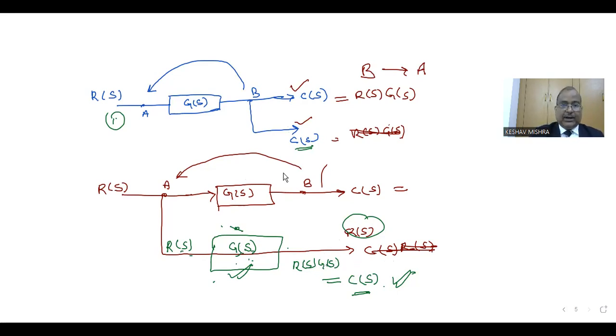So in this class, we have covered 7 rules for block diagram reduction. So with this, I conclude today's class on control systems. In the next class, we will cover the remaining points for the block diagram reduction technique. Thank you very much.